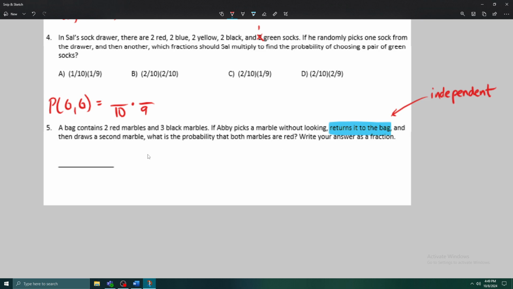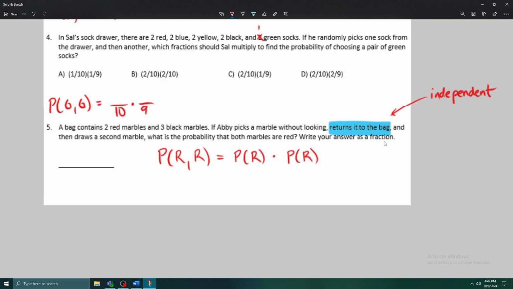So again, we're looking for the probability that both marbles are red. So we're pulling out 2 marbles. We're going to pull one out, put it back, and then pull out another one. And we're asking, what's the probability that both times we pull it out, it's a red marble? Well, find the probability of pulling out a red marble, and then multiply it by the probability of pulling out a red marble. And again, think about how many total do we have? We have 2 red and 3 black.